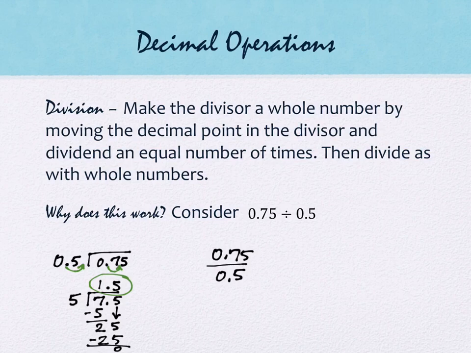Okay, so if I want the denominator to be a whole number, the way that I get that to happen and move that decimal point 1 over, which is my goal, is that I multiply by 10.